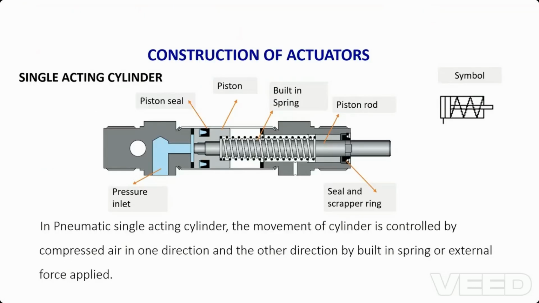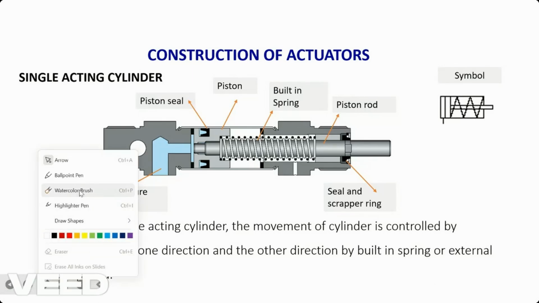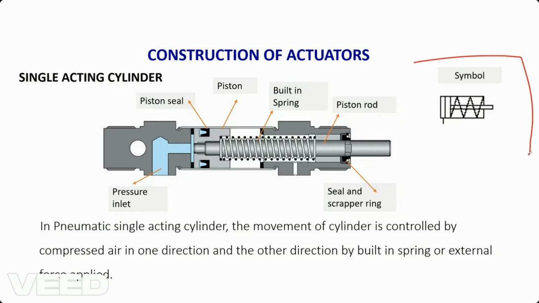Firstly, we have the single acting cylinder. Here, on the extreme right side top corner, we can see the symbol of our single acting cylinder. Single means we need to give air pressure on only one side, for activating or moving the cylinder. So we call it a single acting cylinder.